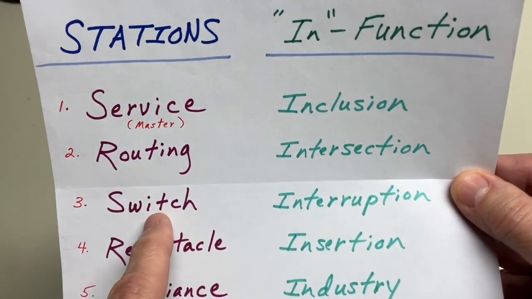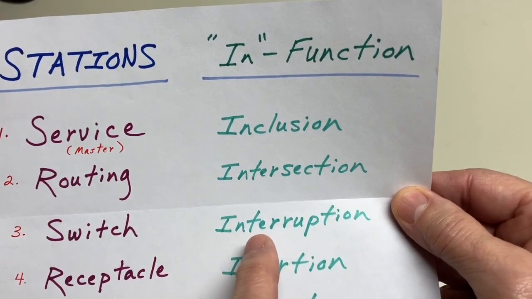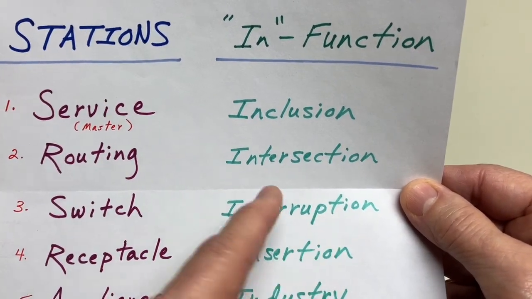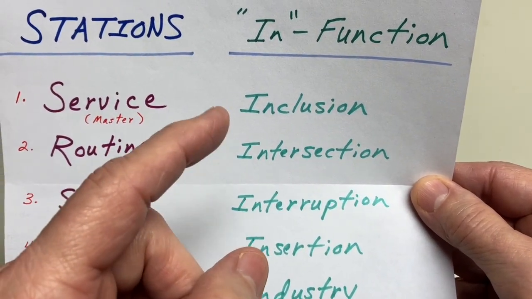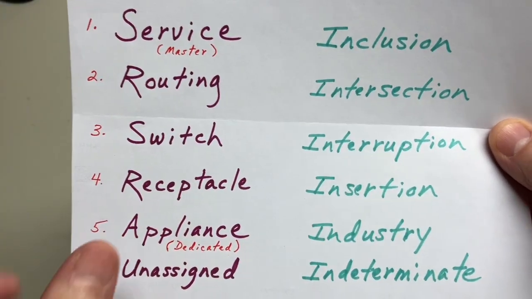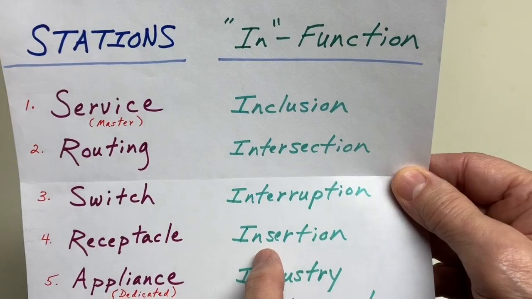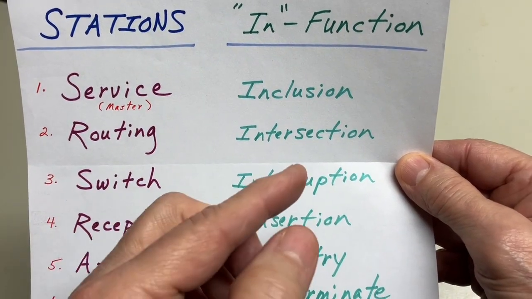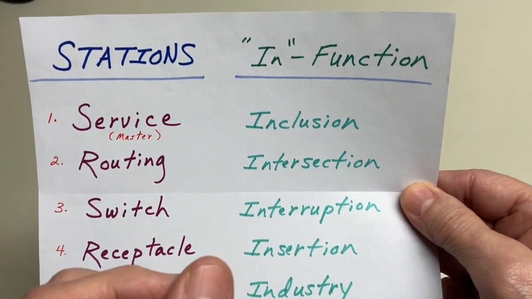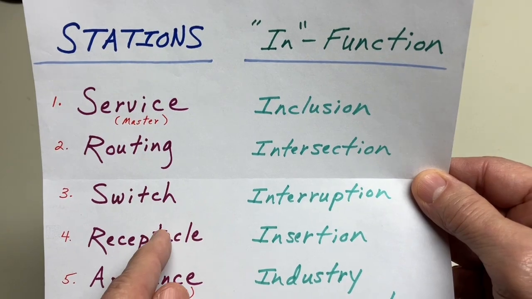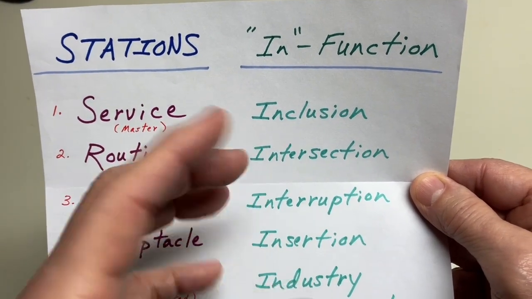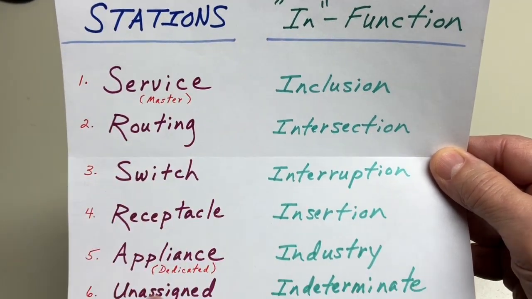In your switch station, the key in function is interruption. In other words, the switch can interrupt the flow of current. In your receptacle station, the key in function is insertion. You plug a plug into the receptacle slots, or you insert a lamp into the lamp receptacle.